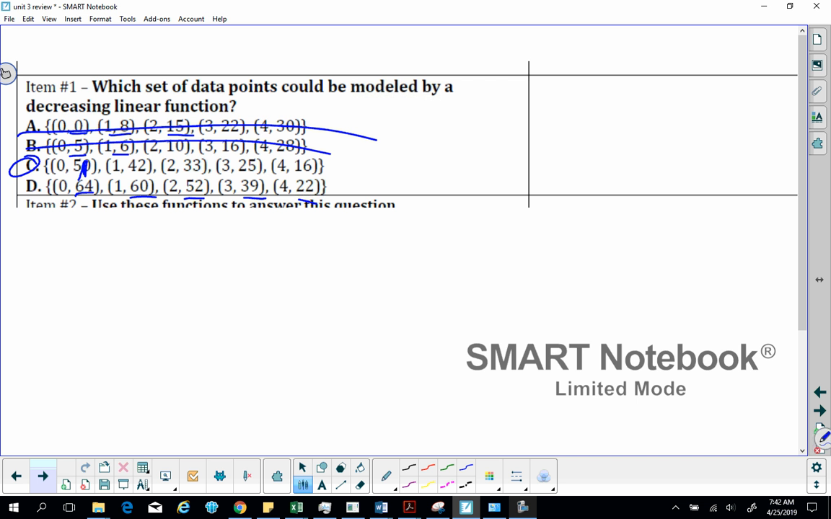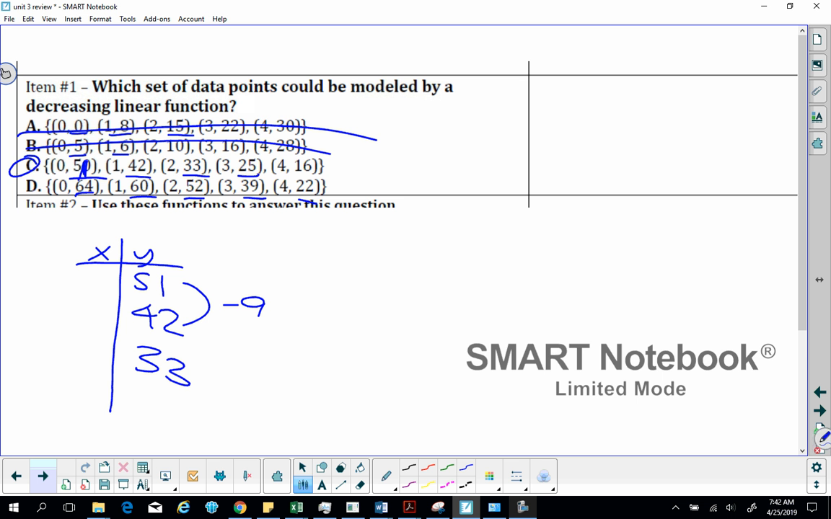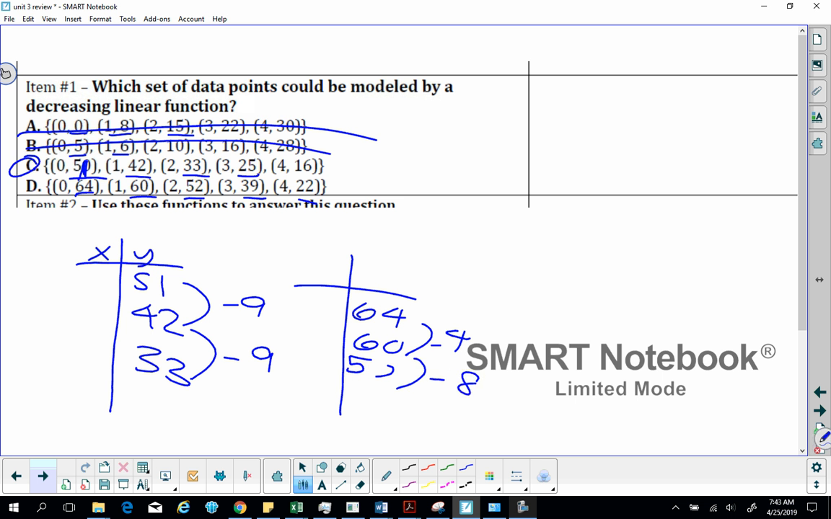So the next thing you would need to figure out is which are going down and subtracting at the same rate. So if we're going 51 to 42 to 33, those are all subtracting by 9. So it's an even amount each time, so that's why my answer would be C. 64 to 60 is subtracting at different rates. So 64 to 60 is subtracting by 4, and then to 52 is by 8. So it's not the same each time. That's why this one would be it, because it's linear. Does that make sense?